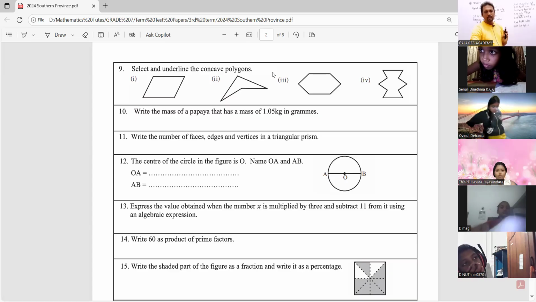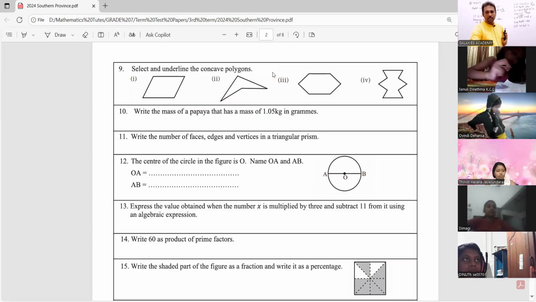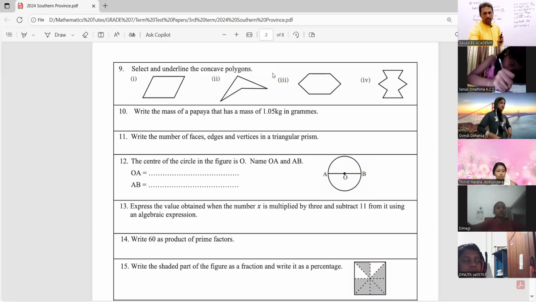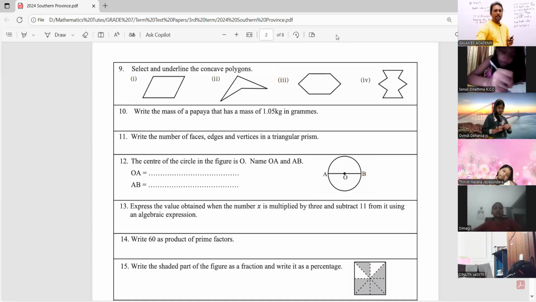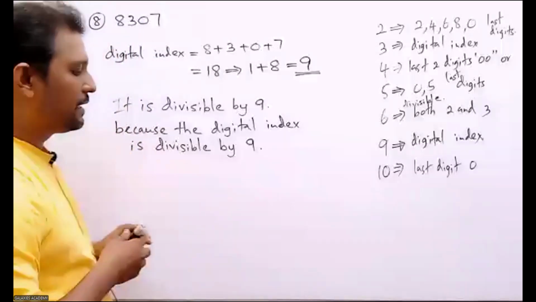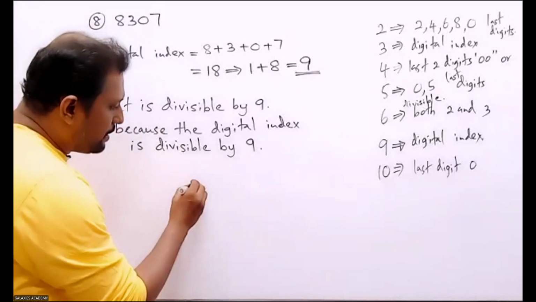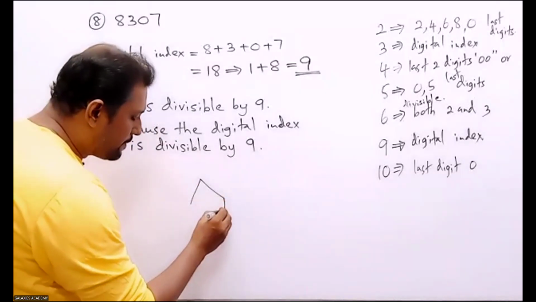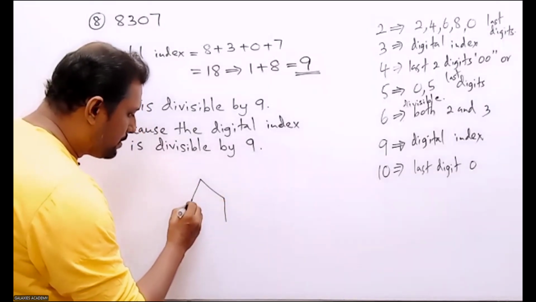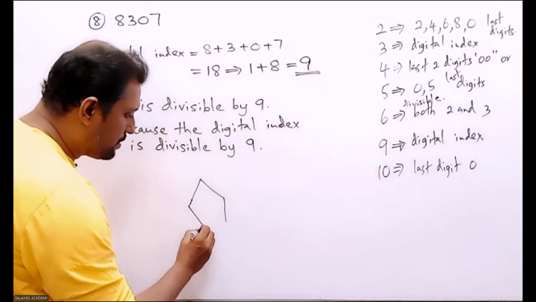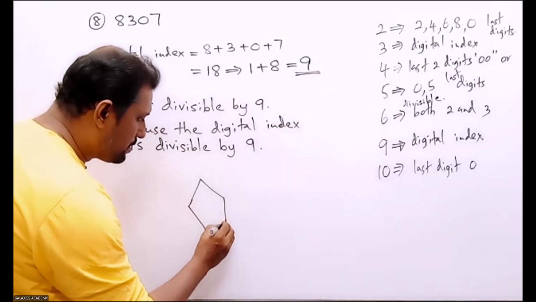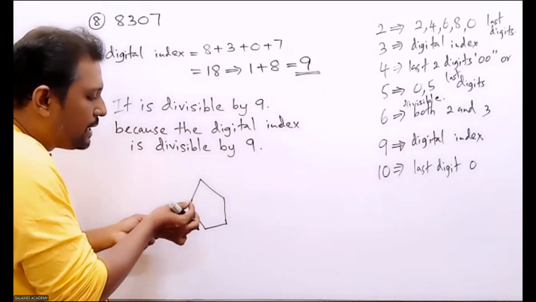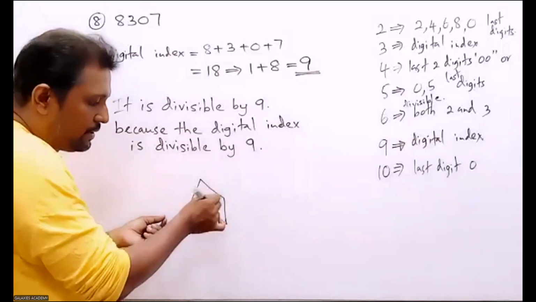What are the two types of polygon? Convex polygons and concave polygons. Convex polygons mean you can identify the convex polygons: all the vertices of the polygon go to the outward of the polygon.